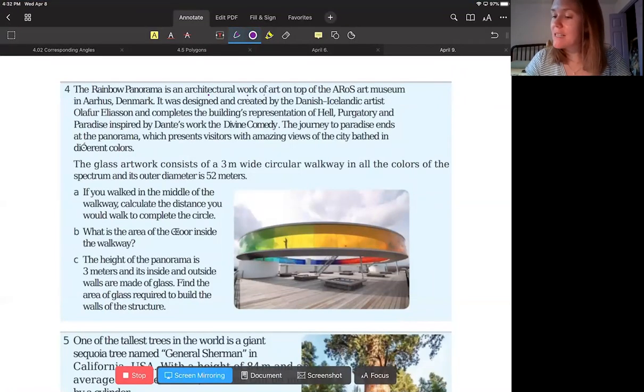The journey to paradise ends at the panorama, which presents visitors with amazing views of the city bathed in different colors. The glass artwork consists of a 3-meter wide circular walkway in all of the colors of the spectrum, and its outer diameter is 52 meters.